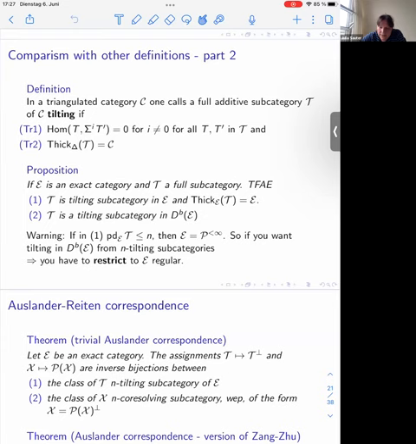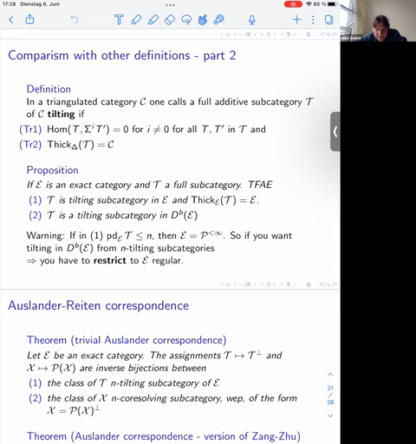Okay, and then the other classical definition is tilting in a triangulated category. In a triangulated category C, one calls a full additive subcategory T tilting if, so this is the self-orthogonal condition, there are no Homs in shifts of T, and the smallest thick triangulated subcategory containing T is the whole category C.